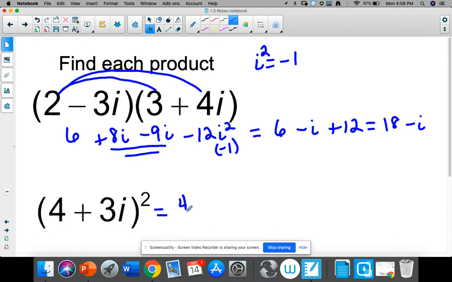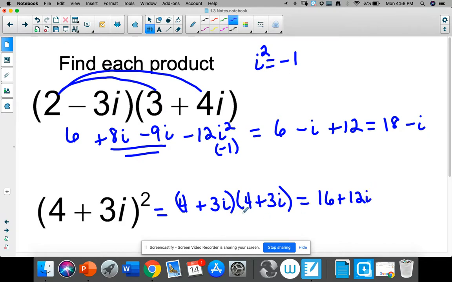Now for this next one, we have to remember that 4 plus 3i squared means 4 plus 3i times 4 plus 3i. So I have to distribute, and I get 16 plus 12i. I distribute here, and I get another plus 12i. And at the end, I get 9i squared. But remember that i squared has a value. It's negative 1. So I really have 16 minus 9, that's 7, plus 24i. And that's all there is to the multiplying.